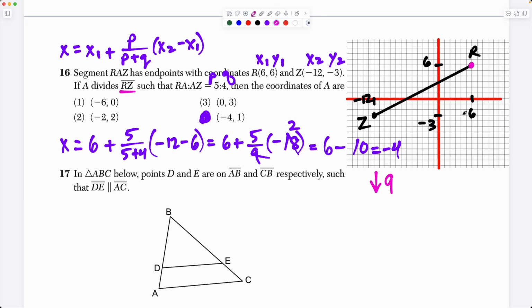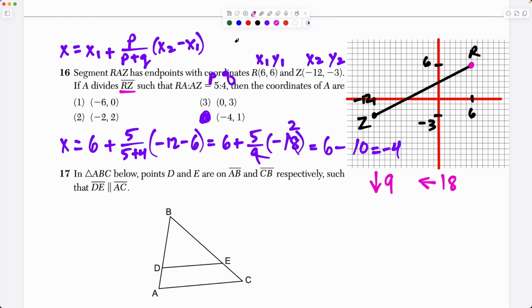So I'm here, and I'm going 1, 2, 3, 4, 5, 6, 7, 8, 9, 10, 11, 12, 13, 14, 15, 16, 17, 18. So I'm going to the left 18. But the shortcut would be to go from 6 to negative 12, I'm just going 18 units this way. So I could just do the subtraction here and say, all right, 6 minus negative 12 is 18, and I'm going to the left, so that's 18 units left.